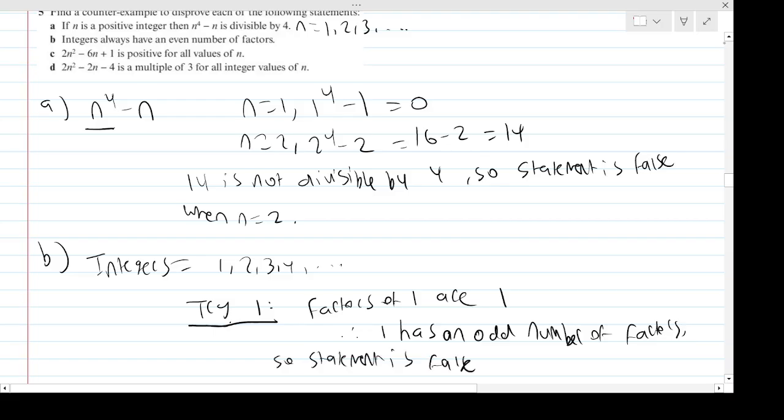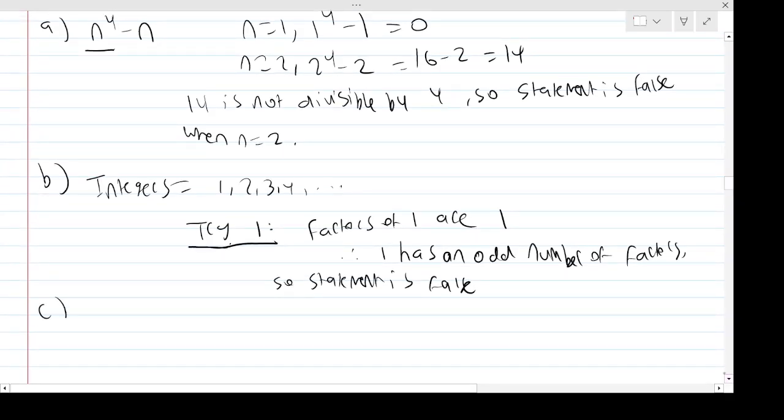You could also try 2, if you weren't satisfied with that, because 1 is a bit funny, right? 2 has 2 and 1, that's even. 3 has 3 and 1, that's even. But 4 has factors 1, 2, 4, which is odd as well. So you could use 4 as well, because there is an odd number of factors of 4. But there we are.